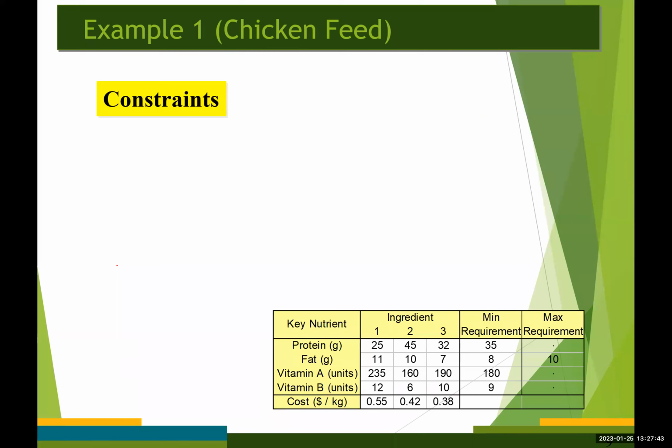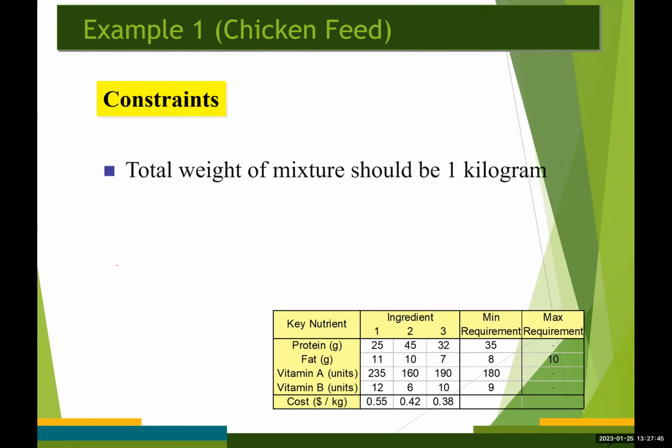And we do need to consider one more constraint, because the problem description requires that the total weight of the mixture should be 1 kilogram. So the summation of x1, x2, and x3 should be equal to 1. That's why we have to include this last constraint.